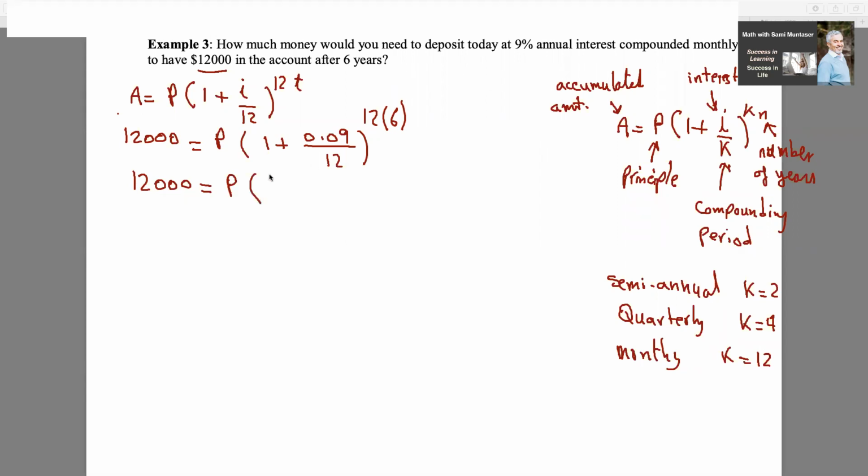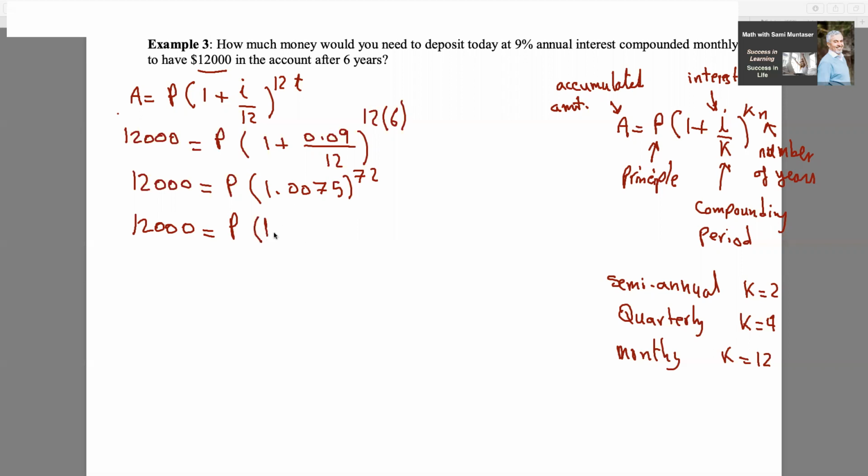So what you're going to do, you're going to go 1 plus 0.09 divided by 12. So I'm going to put that in my calculator, 0.09 divided by 12 plus 1. So basically this becomes 1.0075 to the power of 12 times 6, which is 72. Now that's 12,000 equals the principal times 1.0075 to the power of 72.